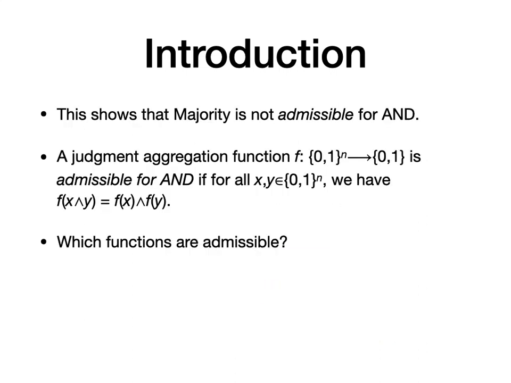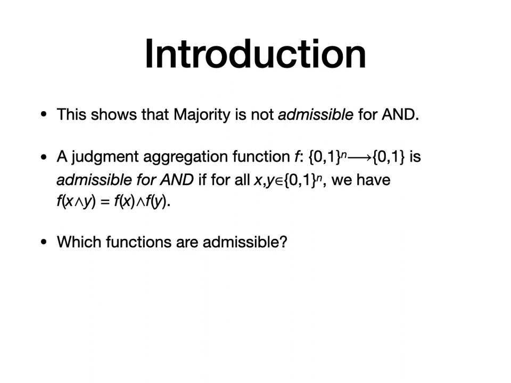Put in another way, this shows that the majority function is not admissible for AND. Let me now spell out what this means. A judgment aggregation function is a function f from {0,1}^n to {0,1}, which aggregates the opinion of all judges on some kind of matter. We say that such a function f is admissible for AND if the following holds: f(x AND y) is equal to f(x) AND f(y).